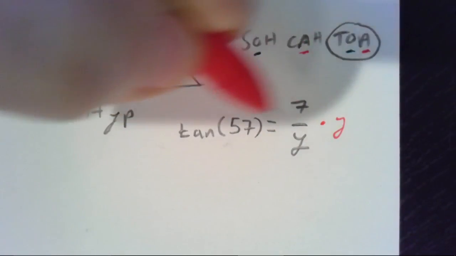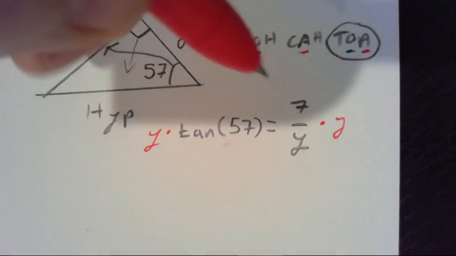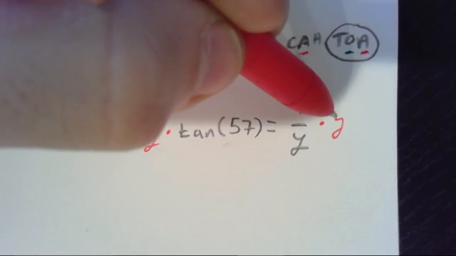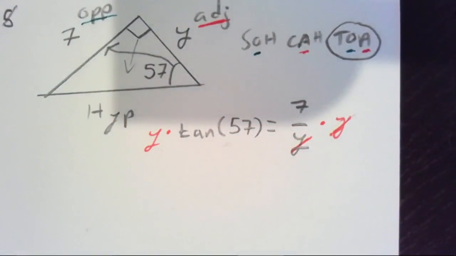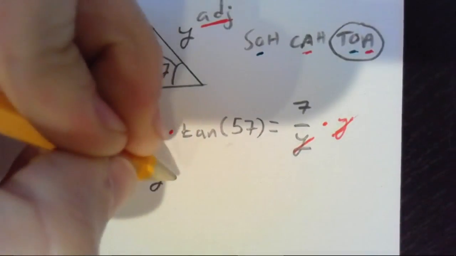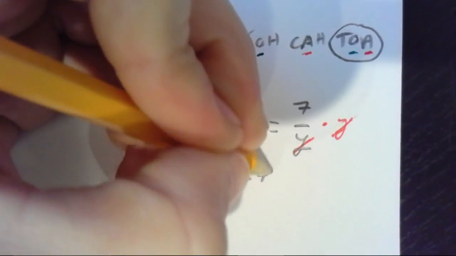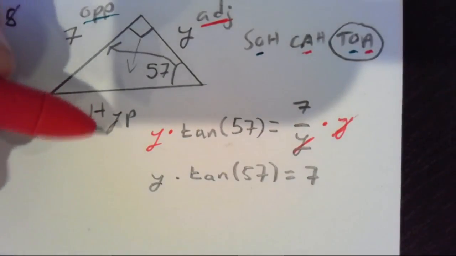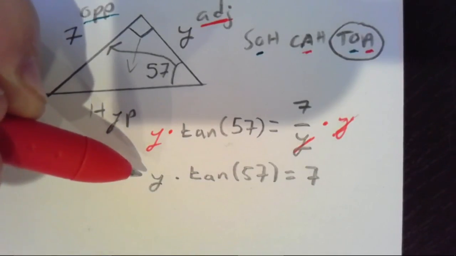If I multiply by y on the right side, I have to multiply by y on the left side. This will become y over 1 times 7 over y. What that essentially means is that this y will be divided by that y. They'll cancel out because y divided by y is 1. And so now I can rewrite this as y times tan 57 is equal to 7. Now we're not done yet because even though I got the y out from under the fraction, I still want to get the y all by itself.